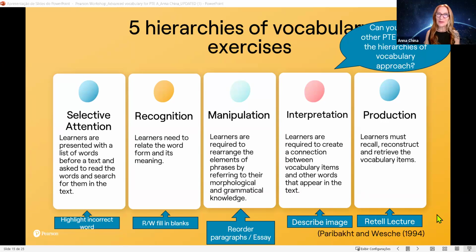So now that we have a bunch of experts here in PTE, PTE teachers, let's see, what other tasks can you fit into this chart? What other tasks would you consider as selective attention, recognition? I'll give you guys a few seconds to go through it and suggest what other tasks we could put in recognition, let's suppose. Or others.